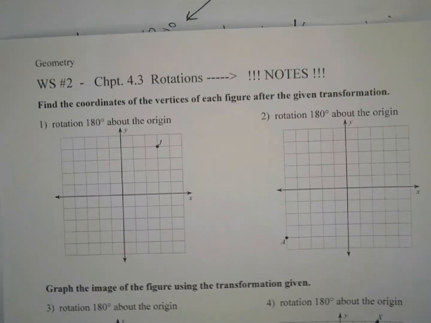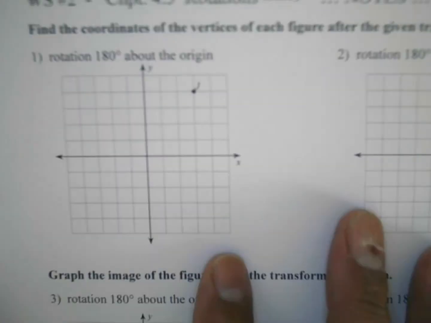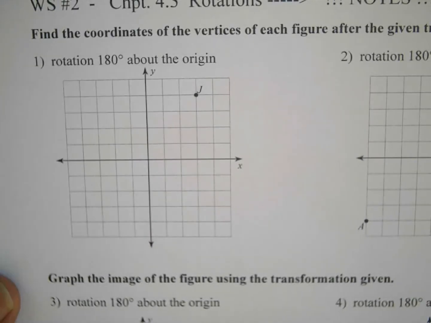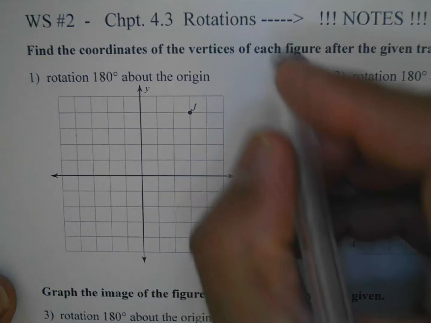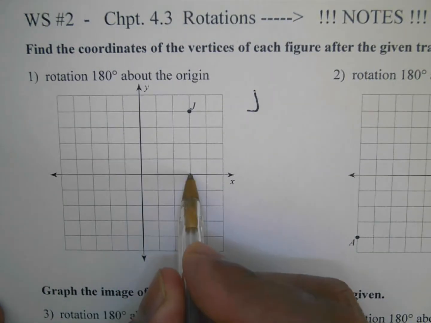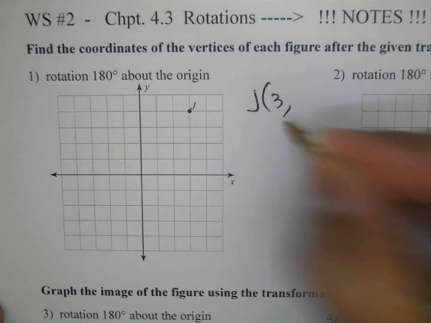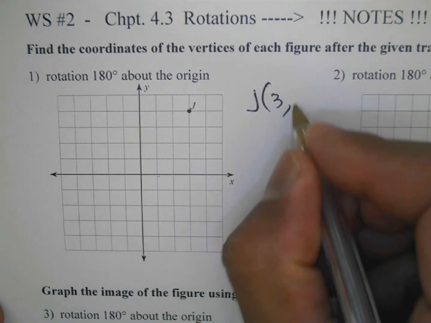All right, so let's start. Hopefully you printed out this worksheet. If not, hopefully you have graph paper and you can just plot this point. The coordinates for point J are what? 1, 2, 3 on the X and 1, 2, 3, 4 on the Y.